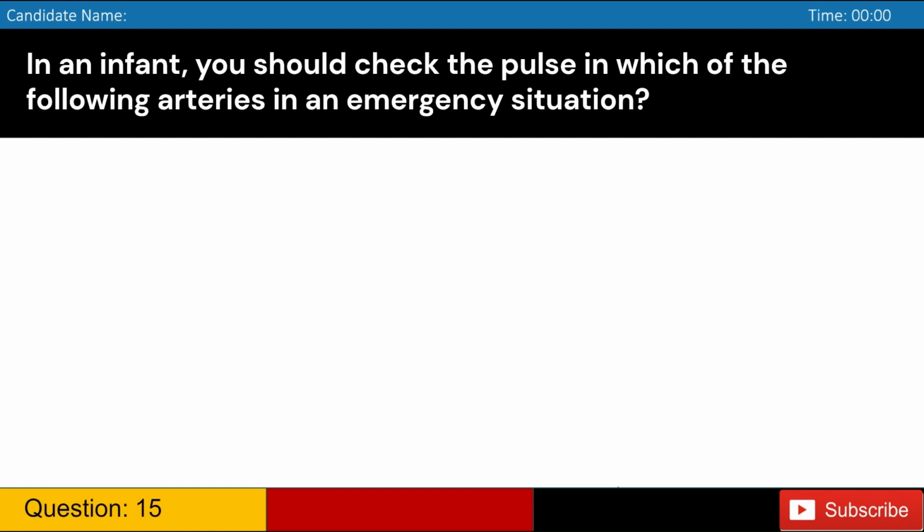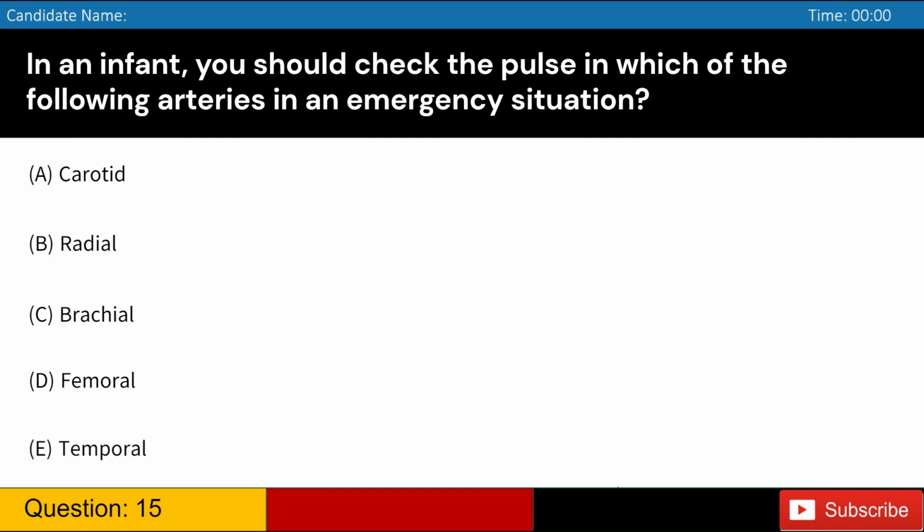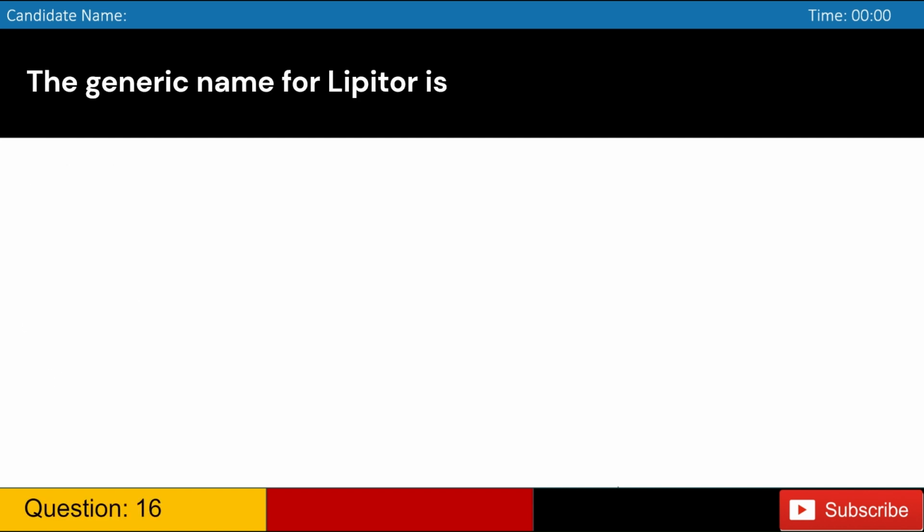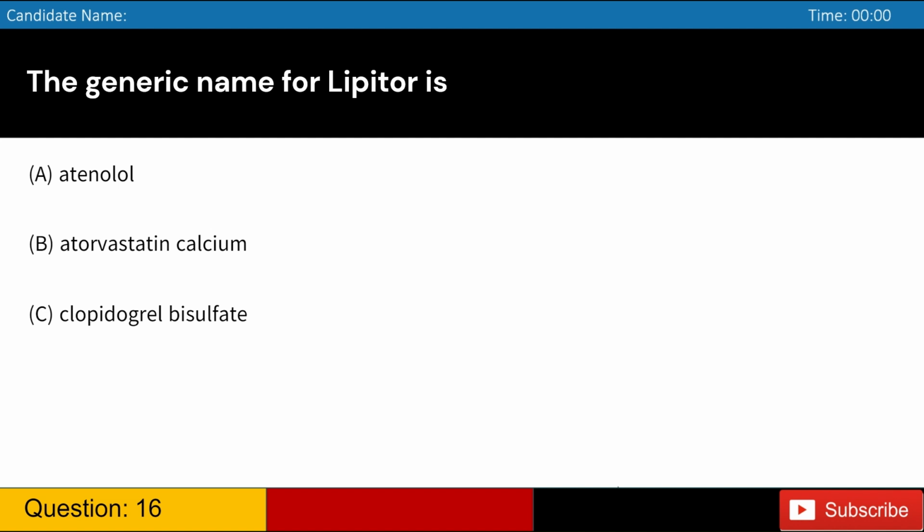In an infant, you should check the pulse in which of the following arteries in an emergency situation? A. Carotid. B. Radial. C. Brachial. D. Femoral. E. Temporal. Answer: C. Brachial. The generic name for Lipitor is A. Atenolol. B. Atorvastatin calcium. C. Clopidogrel bisulfate. D. Furosemide. E. Amlodipine. Answer: B. Atorvastatin calcium.